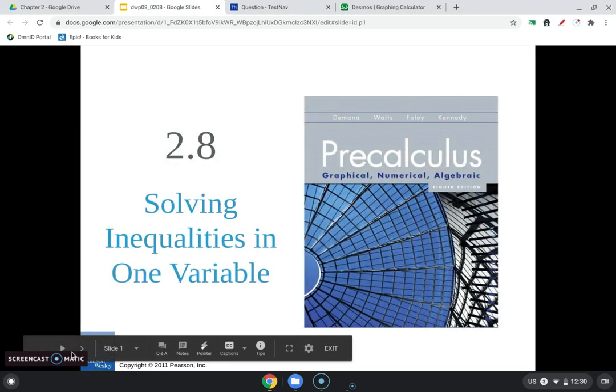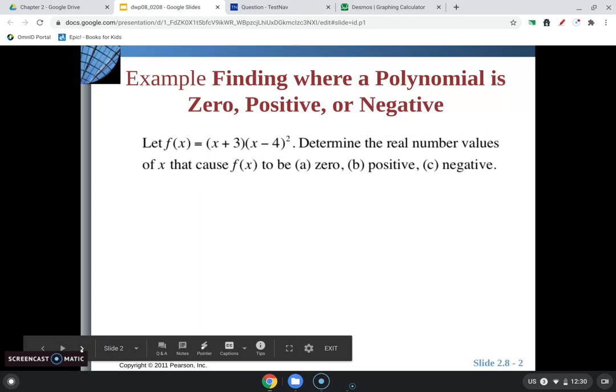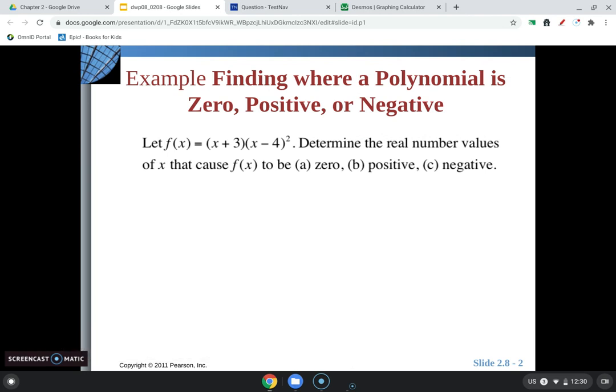Calc section 2.8, solving inequalities in one variable. Let f of x be x plus 3 times x minus 4 squared. Determine the real number values of x that cause f of x to be 0, positive, or negative.